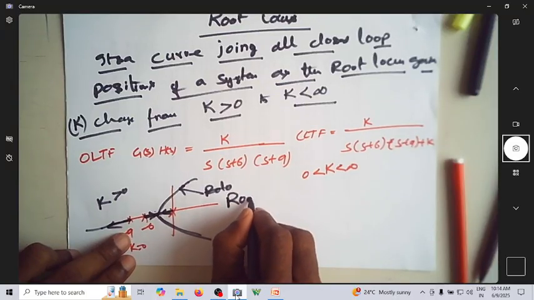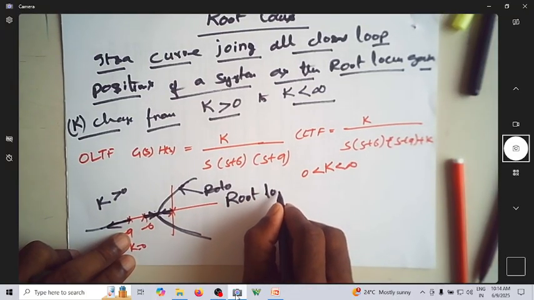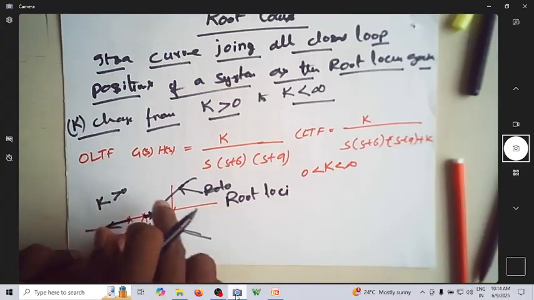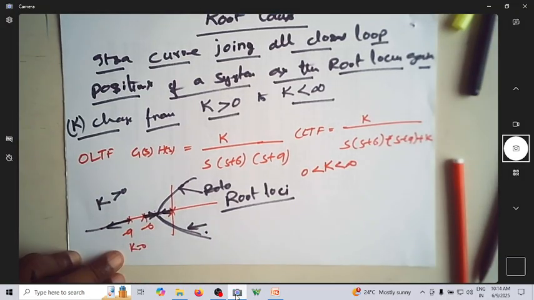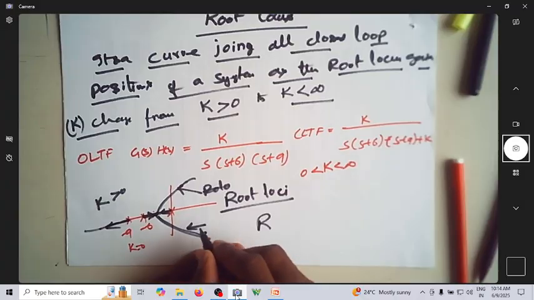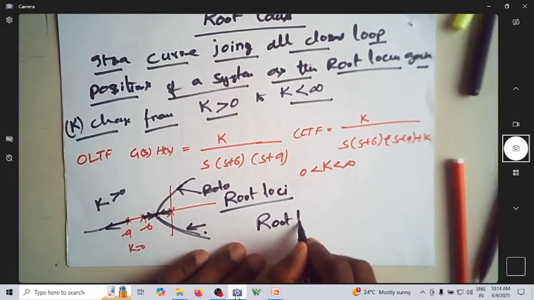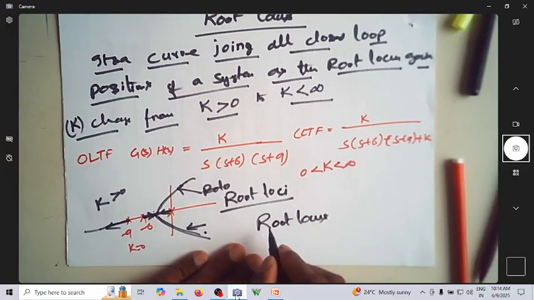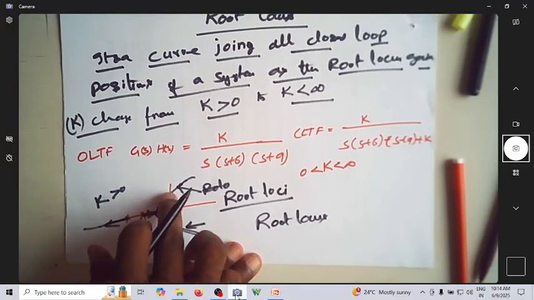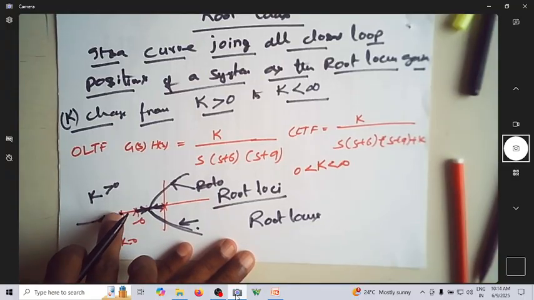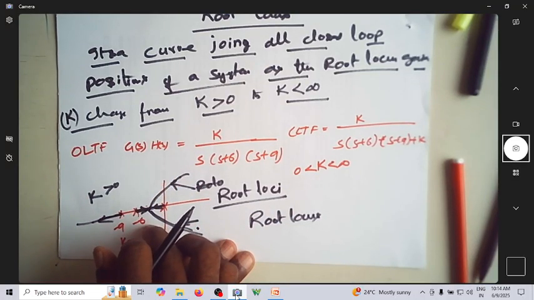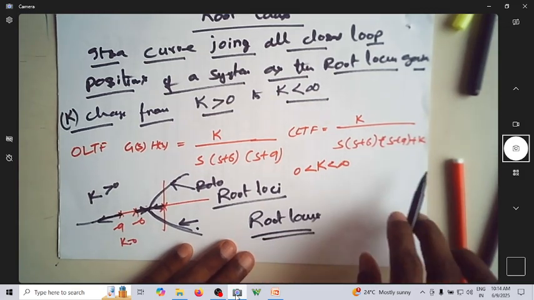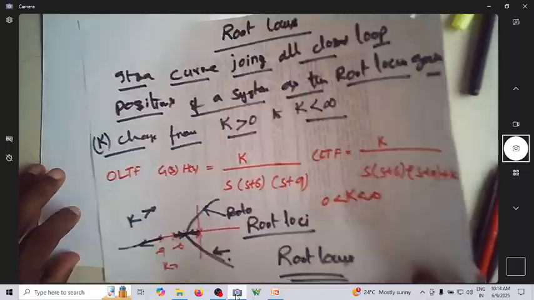This is called a root locus. Loci means it is one of the root locus. This is one root locus, this is another root locus, this is a third root locus. So the overall thing is called the root locus, because as it is said, it is the path traced by the closed loop poles as the value of K goes from greater than 0 to less than infinity.